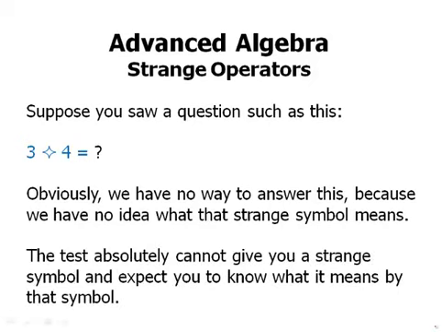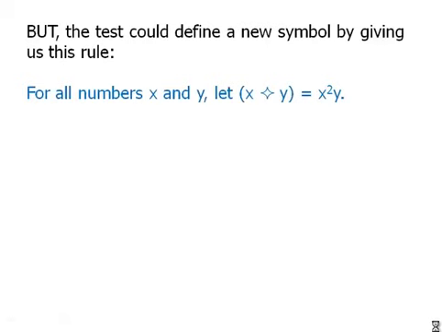The test absolutely cannot give you a strange symbol and expect you to know what it means. So that would be a totally unfair, illegitimate question. You will not see that on the test. But the test could define a new symbol by giving us this rule. For all numbers x and y, let x star y equal x squared times y. So in other words, according to this rule, we're going to take the first number and square it and then multiply it by the second number. That's what the rule is.